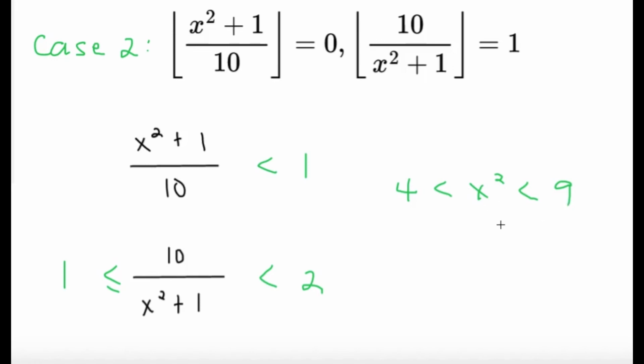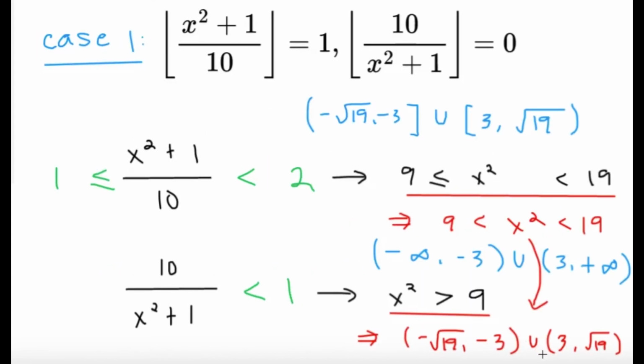And here we can easily get the solutions because we know that if I focus on the positive values, it's just going to be values between 2 and 3. If I focus on the negative values, it's just going to be values from negative 3 to negative 2. So this will be the solution to case 2.